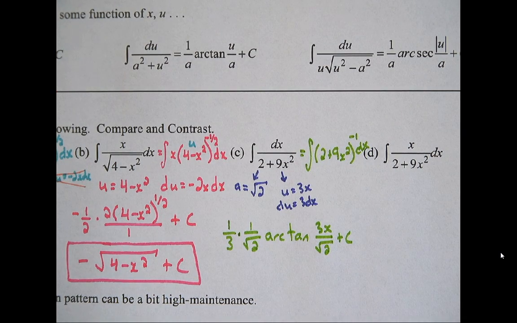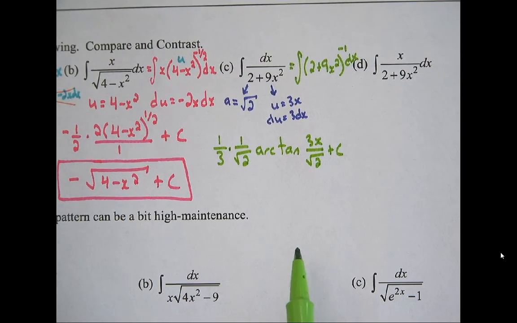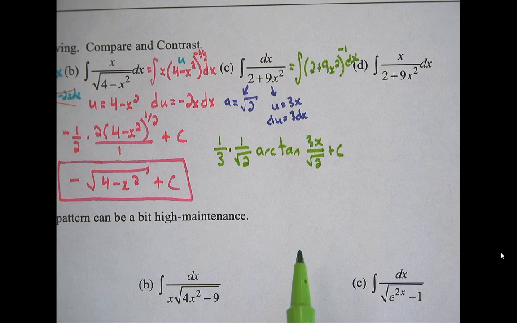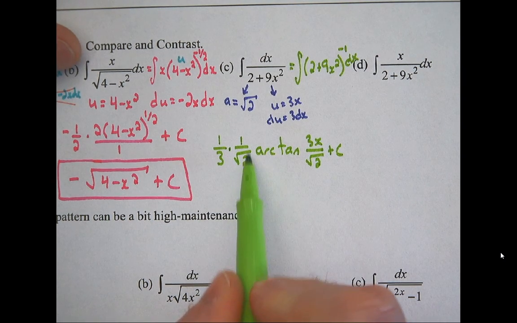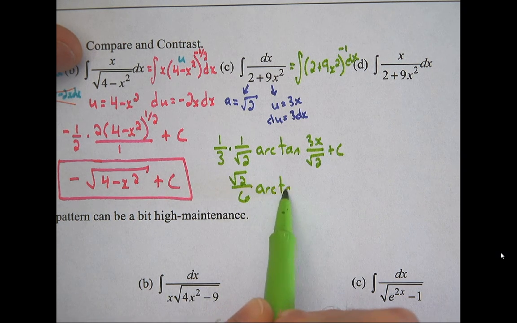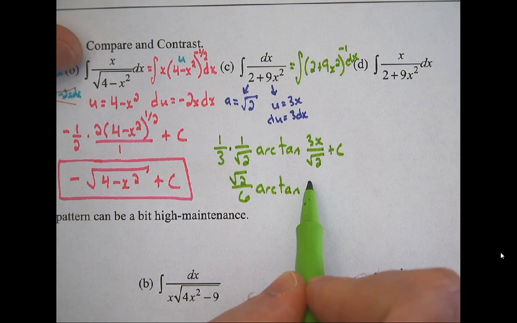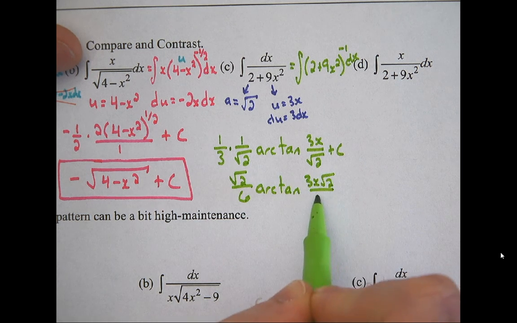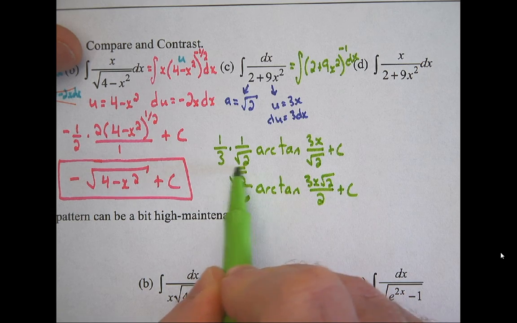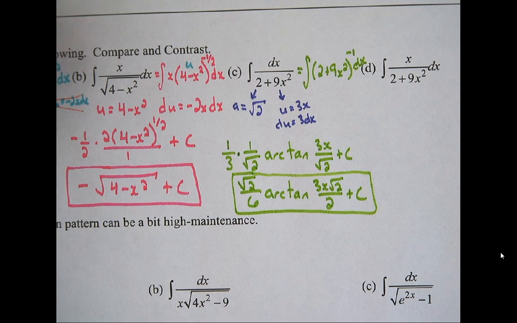Now I'm going to clean this up. I'm going to do a super cleanup. You don't have to. If you don't want to, you could stop at this spot. If this was a free response, I definitely would and move on to the next thing. But I'm going to times this by root 2 over root 2. So I would get root 2 over, that would then become a 2. So I would get a 6. Arctangent, I would times this by root 2 as well. So I would have 3x root 2 over 2 plus c. I think that's as cleaned up as we could possibly get it.